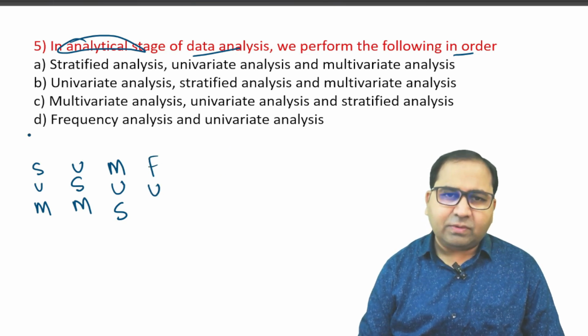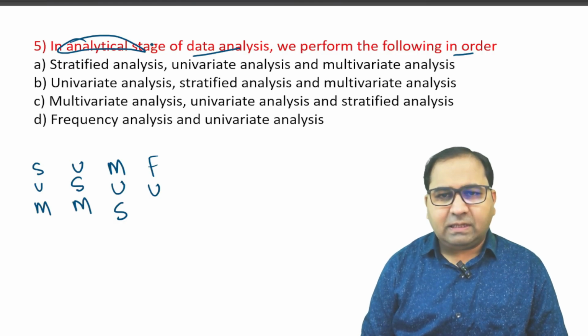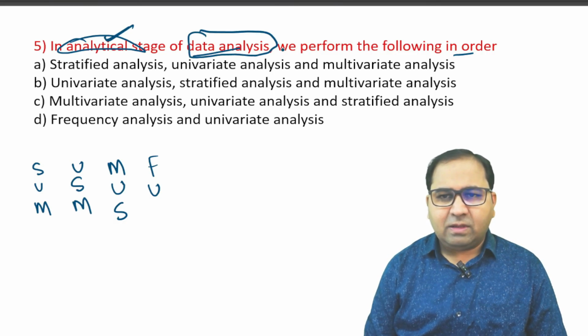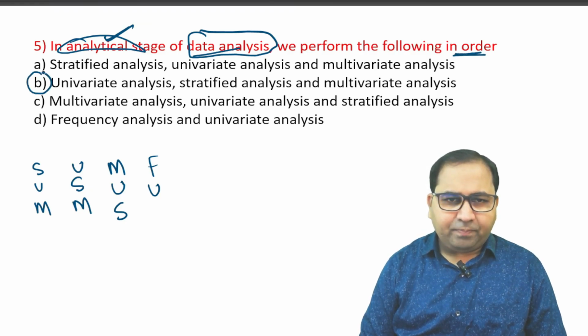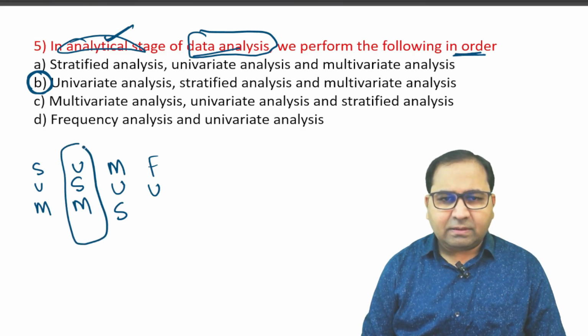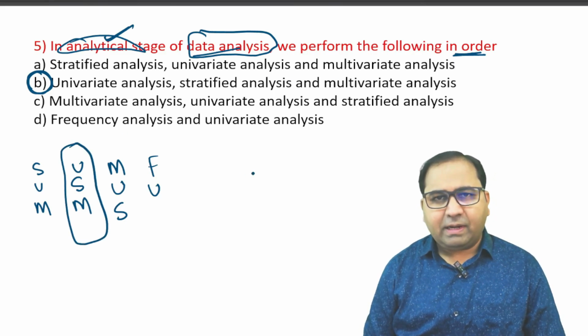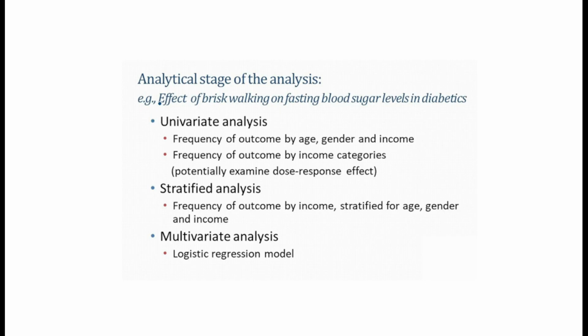So what is the answer for this question? In analytical stage of data analysis, we are doing data analysis in this analytical stage. Which order do you follow? We follow the order of option B. Option B is first univariate analysis, then stratified, and then multivariate analysis. See the information given in this chart regarding the analytical stage of analysis.